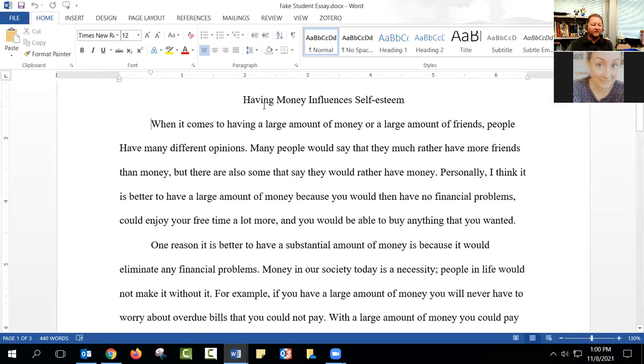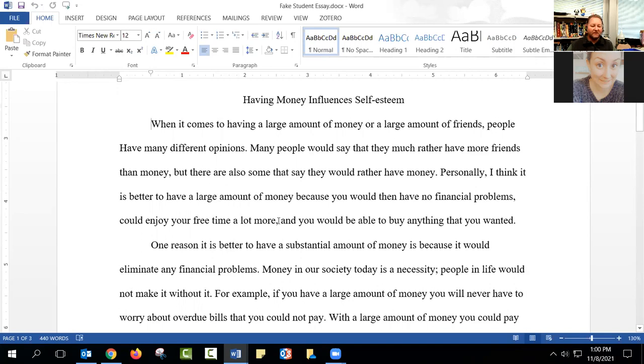So having money influences self-esteem. When it comes to having a large amount of money or a large amount of friends, people have many different opinions. Many people would say that they much rather have more friends than money, but there are also some that say they would rather have money. Personally, I think it is better to have a large amount of money because you would then have no financial problems, could enjoy your free time a lot more, and you'd be able to buy anything that you wanted.